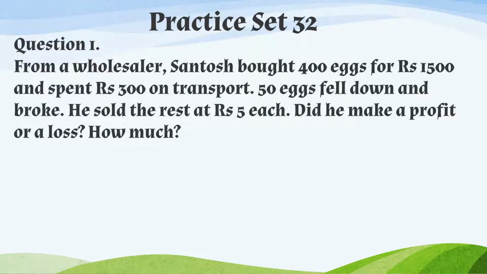Students, now we will discuss practice set 32. Question number 1. From a wholesaler, Santosh bought 400 eggs for rupees 1500 and spent rupees 300 on the transport. 50 eggs fell down and broke. He sold the rest at rupees 5 each. Did he make a profit or a loss? How much? So let's find out.